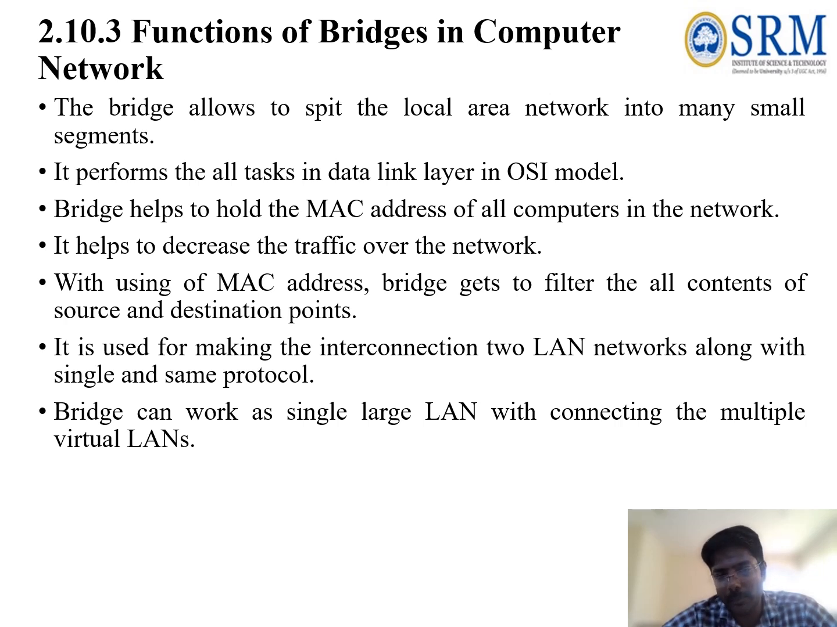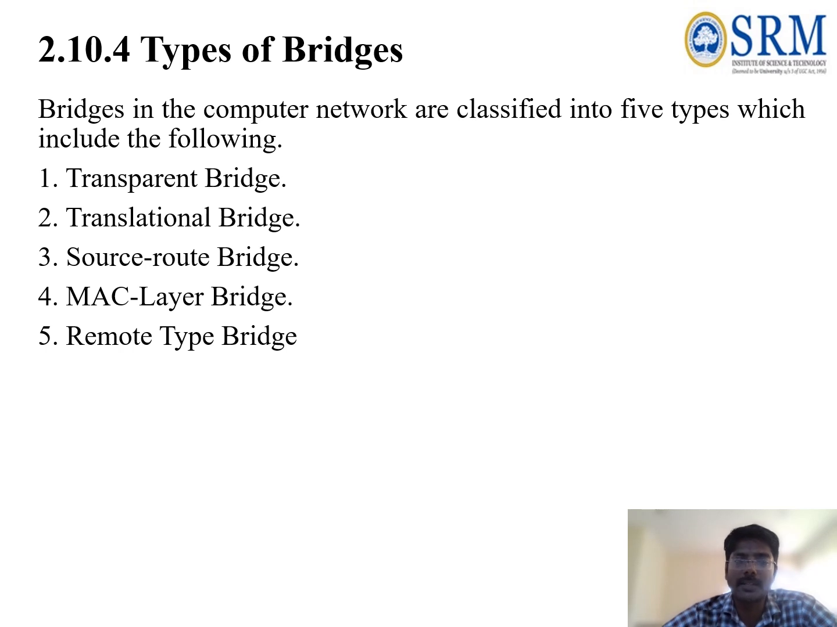If you are not using any communication device like a bridge, we will definitely face a lot of traffic when sending a message from one end to the other end. Using the MAC address, the bridge filters all the contents of the source and destination points. It is used to interconnect two LAN networks along with the same protocol. Bridges can work as a single larger LAN by connecting multiple virtual LANs, that is VLANs.